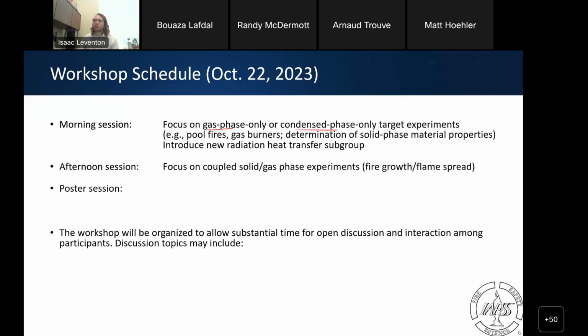In the afternoon, this is the first time we come together to do a coupled problem. So this is both gas phase and solid phase phenomena of interest to fire modeling. We have two different case studies that we're looking at there. We'll present each of them, we'll present our modeling results, and have a lot of time for discussion on how this is set up, and where do we need to go from here.